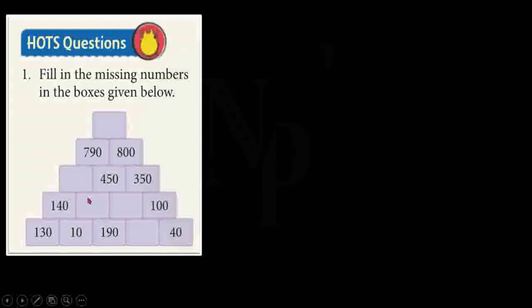Likewise, which number should be written here? For that, what you should do is, look at these two numbers, that is 10 and 190. Add these two numbers, you will get the number to be filled in this box.